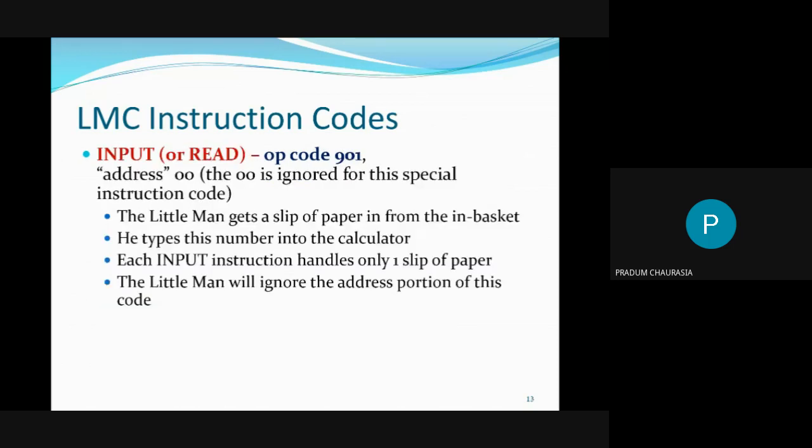Now input and output, this is simple. The Littleman gets a slip of paper from the in basket if the instruction is input. Then he types this number into the calculator screen. The input instruction handles only one slip of paper at a time, with a 3-digit number written on it, because the calculator capacity is also 3 digits. For simplicity, we are keeping everything very simple, not complicated. There is no address portion in this input instruction because it is just telling the Littleman to go to the in basket, right? So there is no address location.